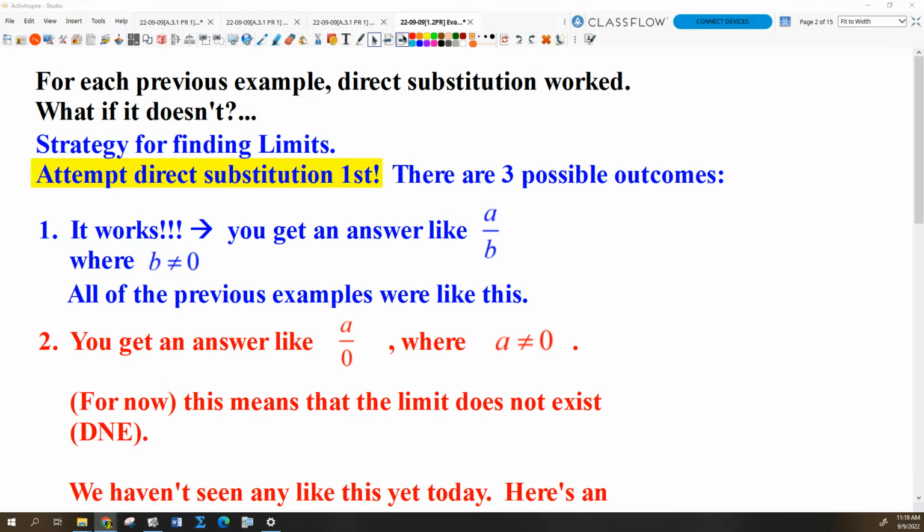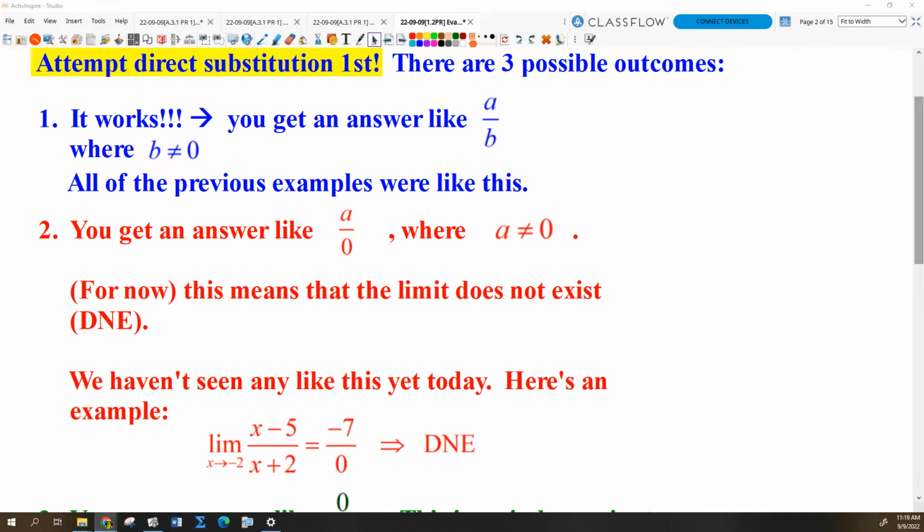So back to the stuff we were looking at yesterday. Again, when we are trying to take limits, in calculus, a lot of times we'll say take a limit, but it just means evaluate the limit. We're going to always try direct substitution. One of three things is going to happen. Either it's going to work, and I'm going to get a real number answer. And that could be 0, right?